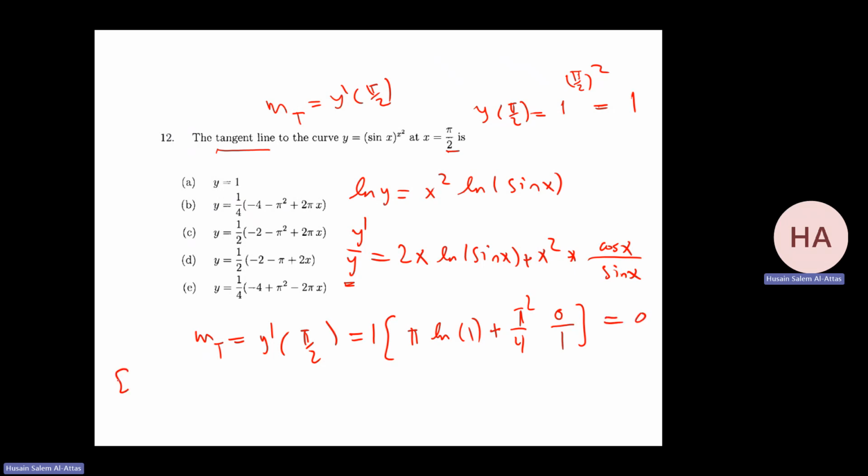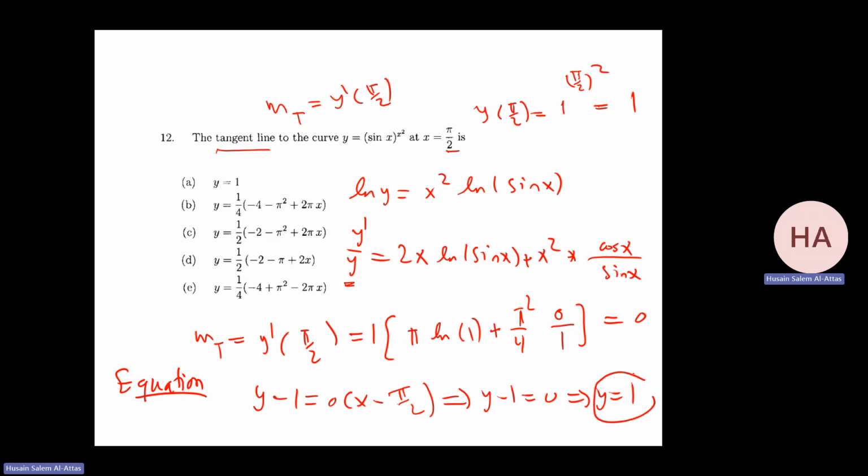So the equation will be a horizontal tangent: y minus 1 equals 0 times (x minus pi over 2). That implies y minus 1 equals 0. So y equals 1, which is this one.